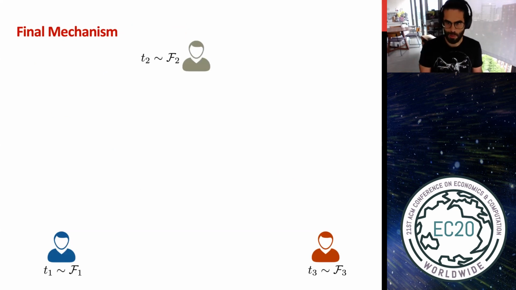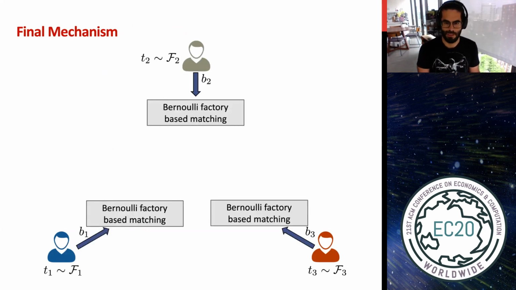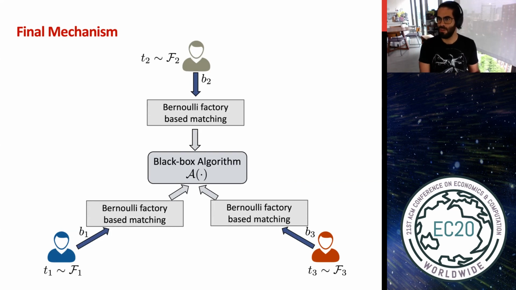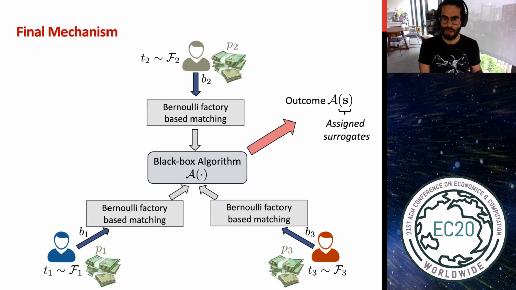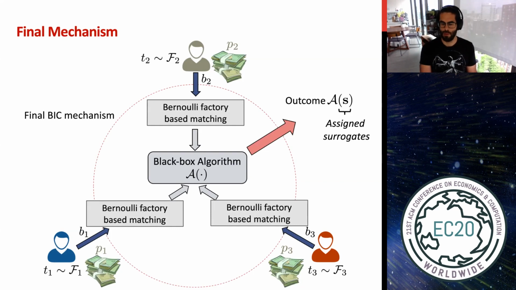I'm not going to go through the details. We'll be happy to talk about the details offline. So what we end up with is designing some Bernoulli factory based matching algorithms that assign a surrogate to the agent to do the type resampling. And once we come up with this resampled type, we plug it into the allocation black box, and the rest of the mechanism is going to be as I promised.